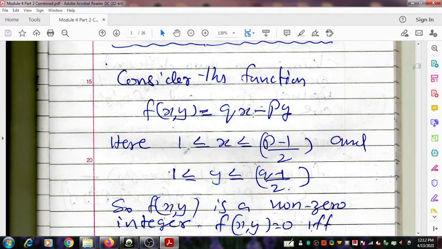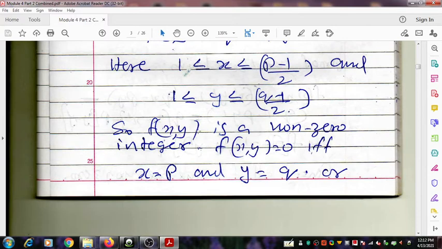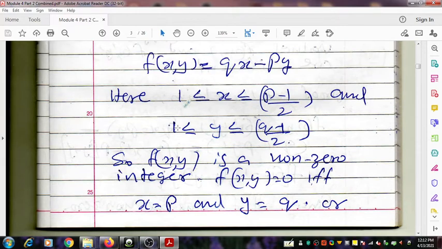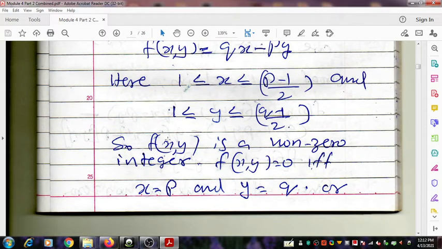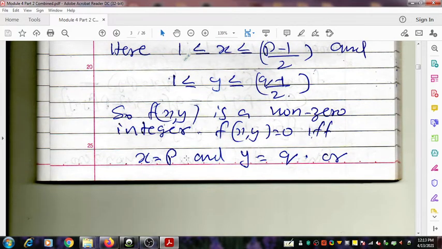And about these function values, it is stated that they can never be equal to 0. F of xy is not equal to 0. To argue this, you have to show that the function value is always not equal to 0. So for that, for the time being, let us assume that f of xy equals 0.